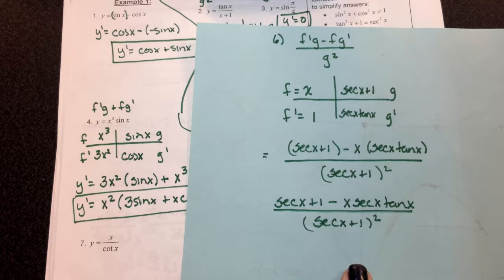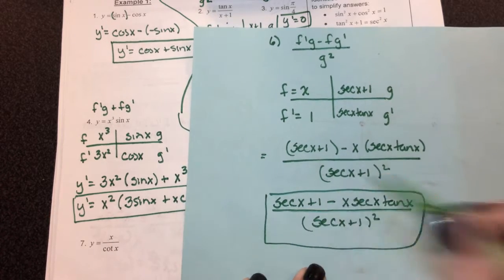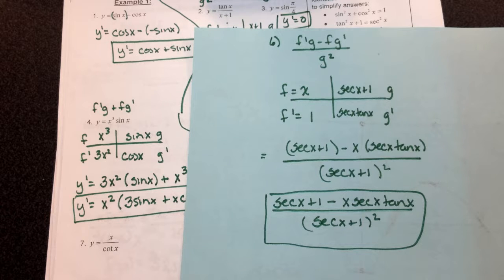Okay? So any questions on that one? Okay. And again, they may change everything in terms of sine and cosine and then multiply by the LCD to simplify it. But again, this is an acceptable answer if it's a free response question.